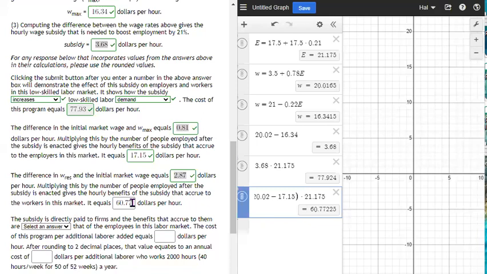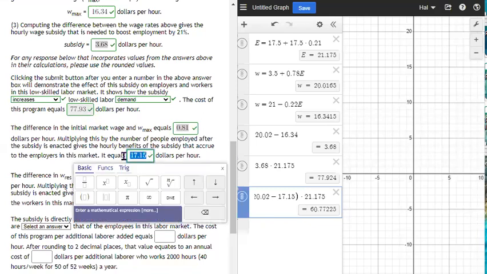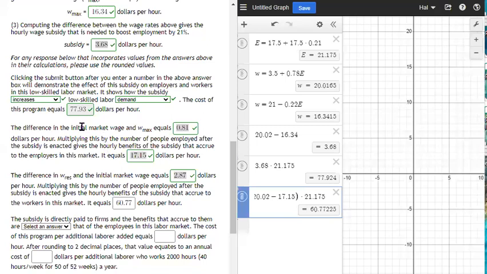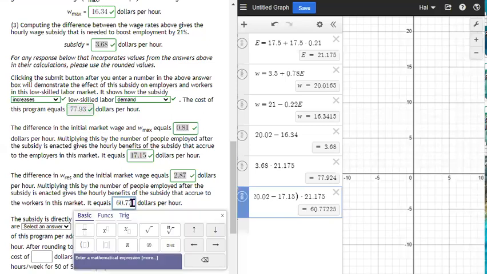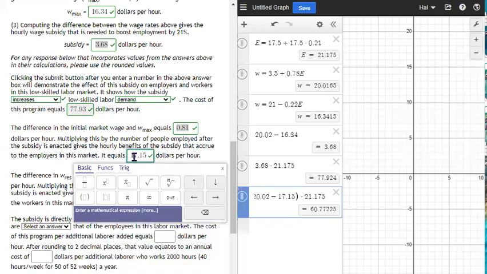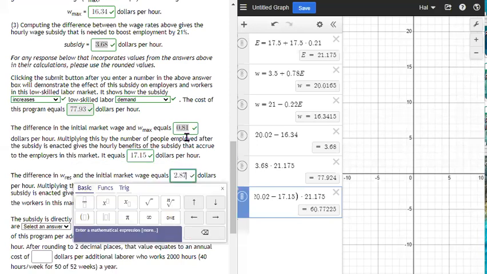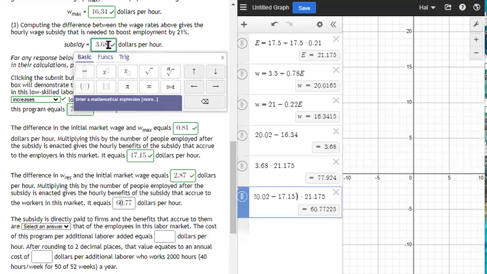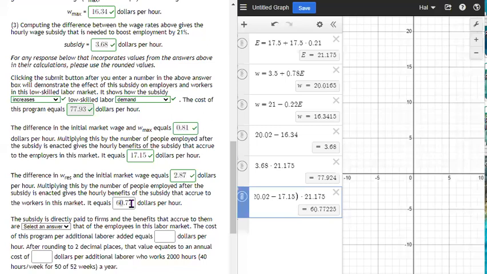Now, another way to get this is if I subtract the 17.15 from this, I'll get the 60.77, right? This plus that equals that, just like this plus that equals the subsidy per hour, right?